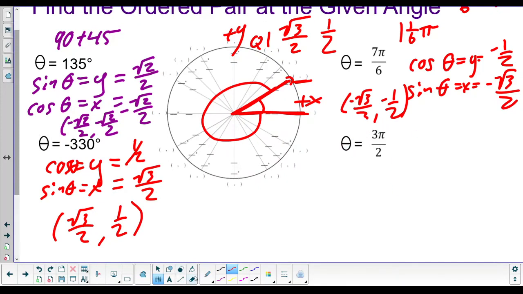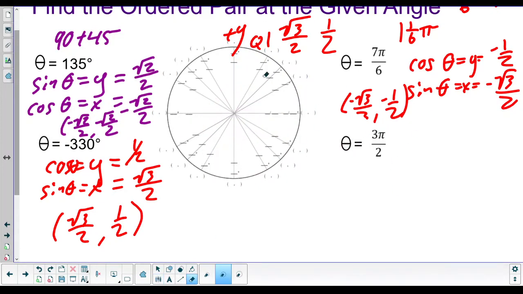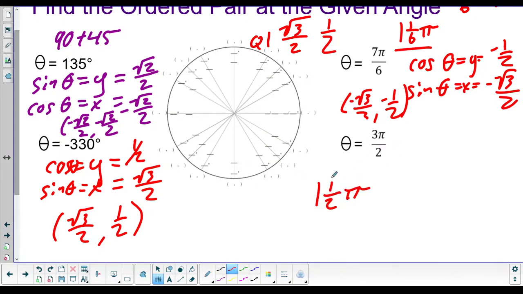Okay, last one. If we look at 3 pi over 2. Again, split this up into a mixed number to make it easier to think about. So 2 goes into 3 one time with 1 left over. So this is 1.5 pi. So 1 pi would be 180 degrees. Half a pi is 90, so we need to go another 90. So we are looking at this angle right here.